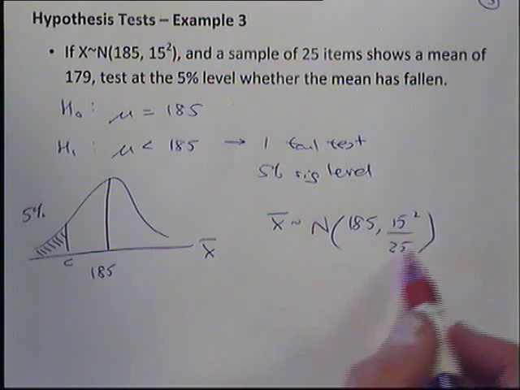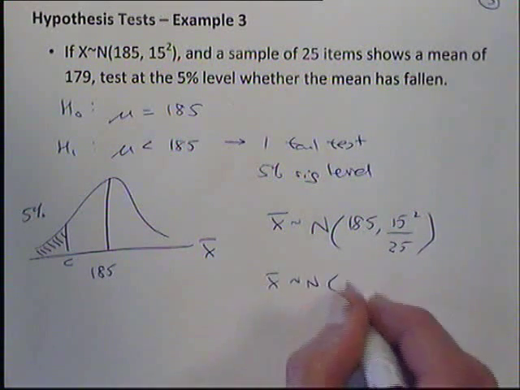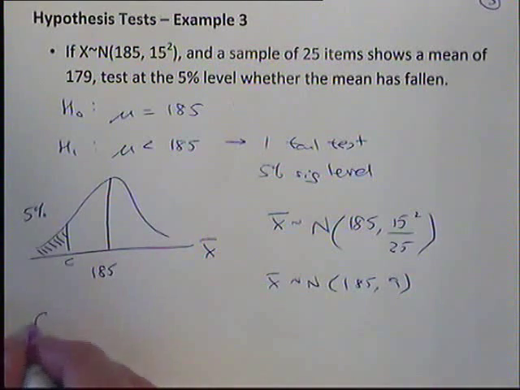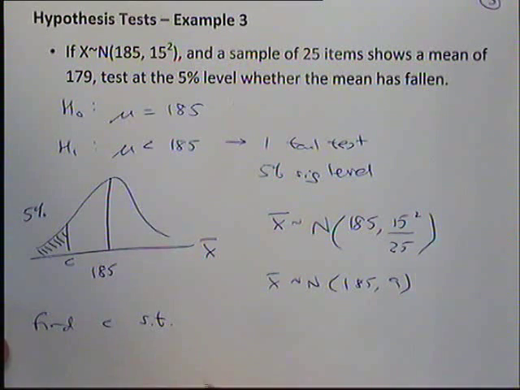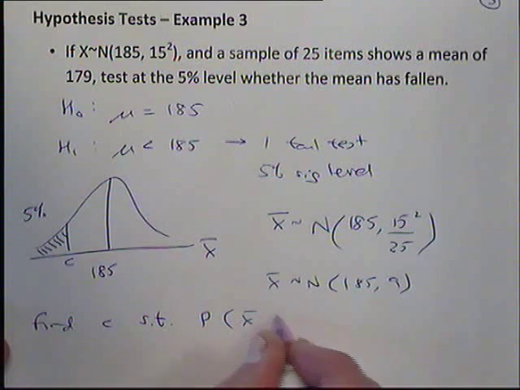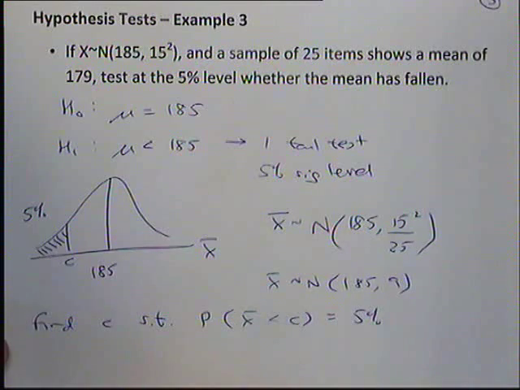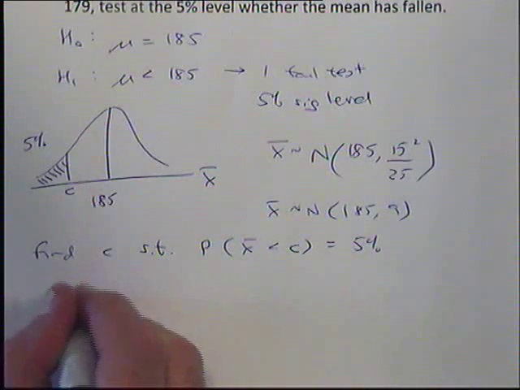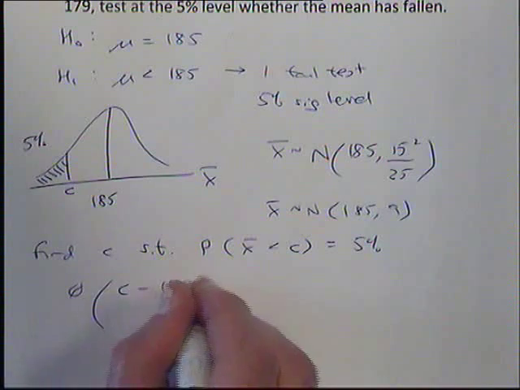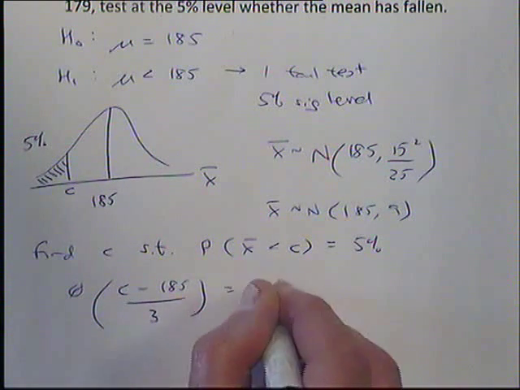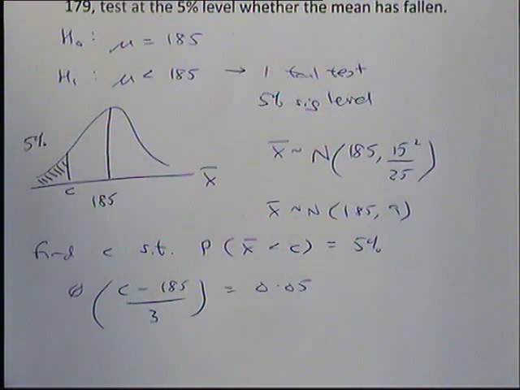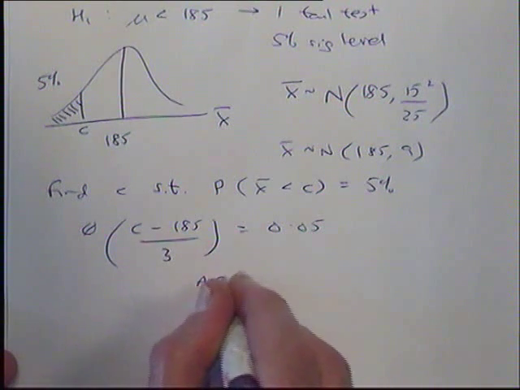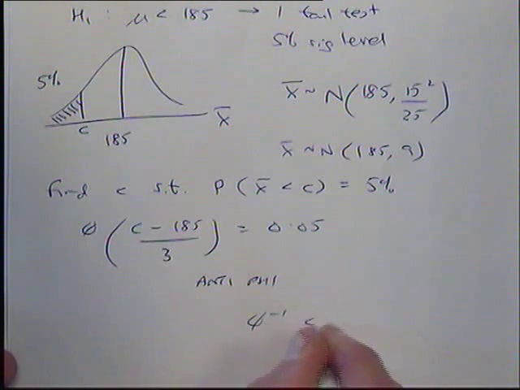That simplifies down to be 9, which saves a bit of time. Normal 185, 9. So, I want to find C such that the probability that X bar is less than C is 5%. So, I can say that's going to be phi of C minus the mean over the standard deviation is 5%. Next step will be antifying a small number.